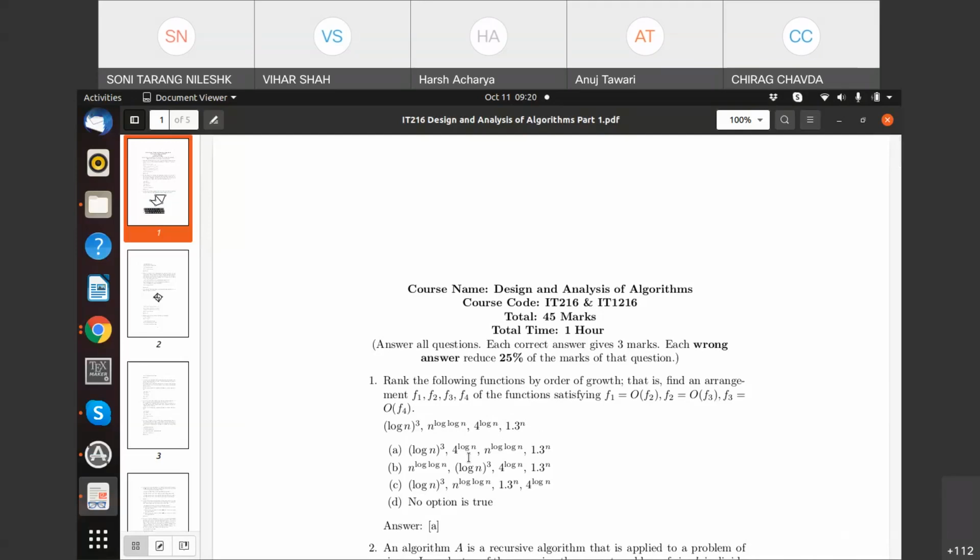So here you have log n. Here you have n, and here you have log n times log n. So log n cube comes first, then 4 raised to log n, then n raised to log n, and then 1.3 raised to n. Okay, so this was a fairly straightforward one.